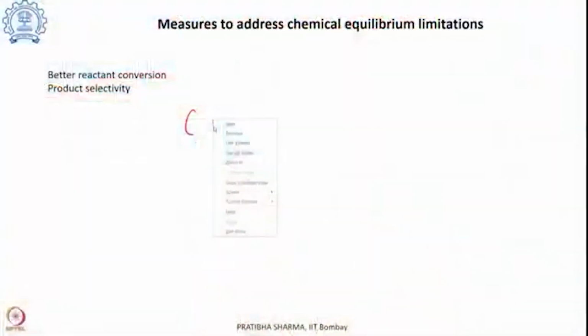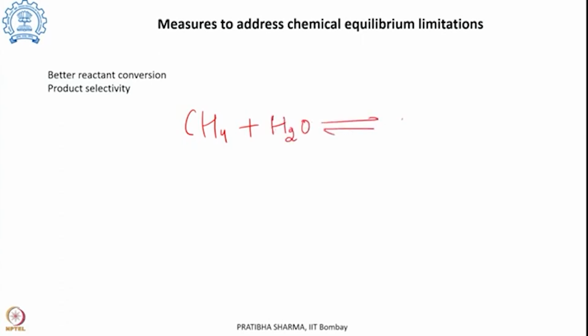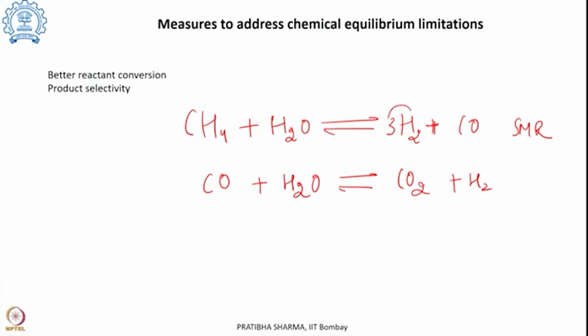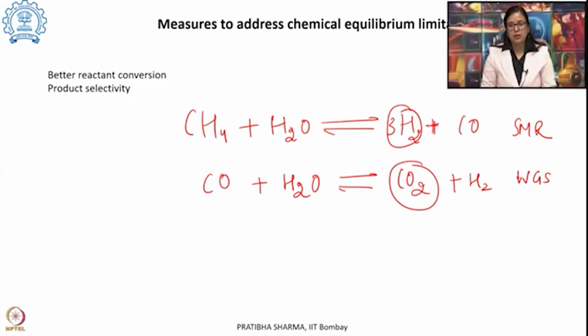If out of the products which are formed, we can selectively remove the products which are being formed, whether it is hydrogen being formed in SMR, or carbon dioxide being formed in water gas shift, then the forward reaction would be favored, and the limitations of the chemical equilibrium can be taken care of.